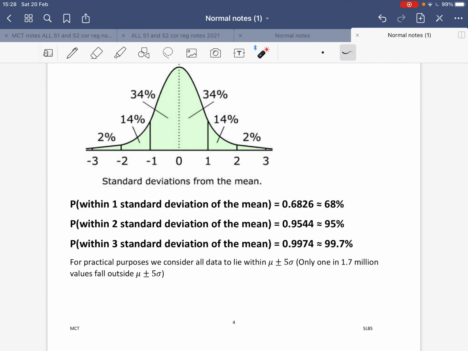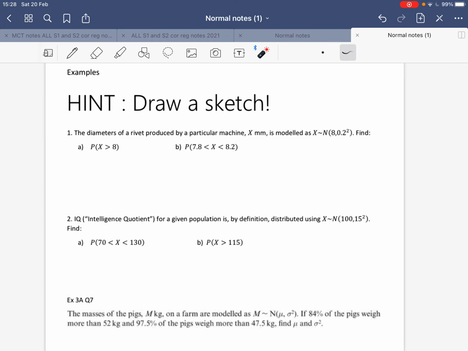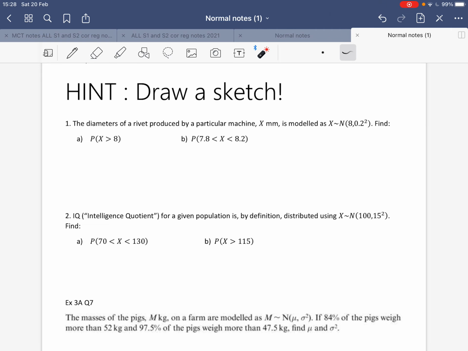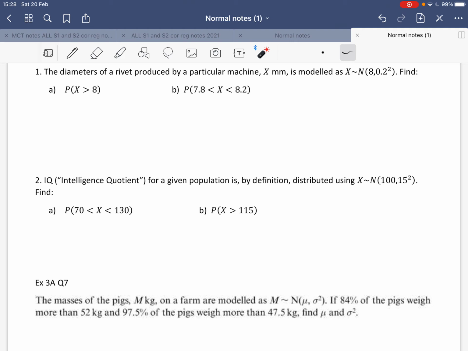Now here, for practical purposes, we consider all data to lie within 5 standard deviations of the mean. Only 1 in 1.7 million would fall outside of it. So you can pretty much assume that all your data lies within 5 standard deviations of the mean. So here's some examples, and I'm going to keep telling you to draw sketches as you go through, okay?